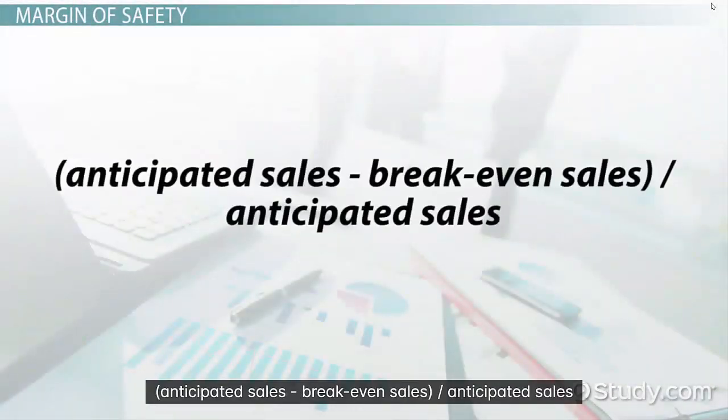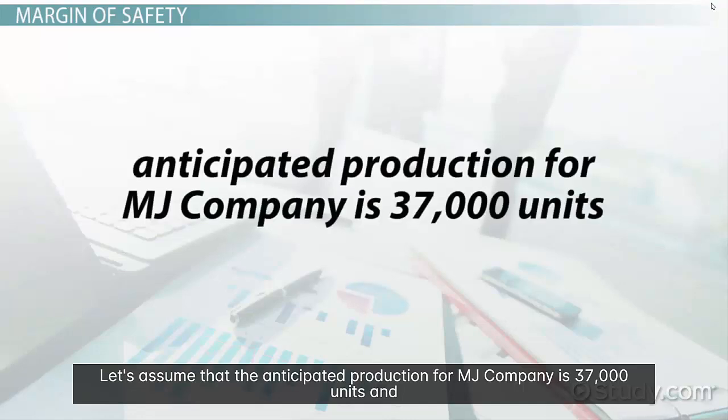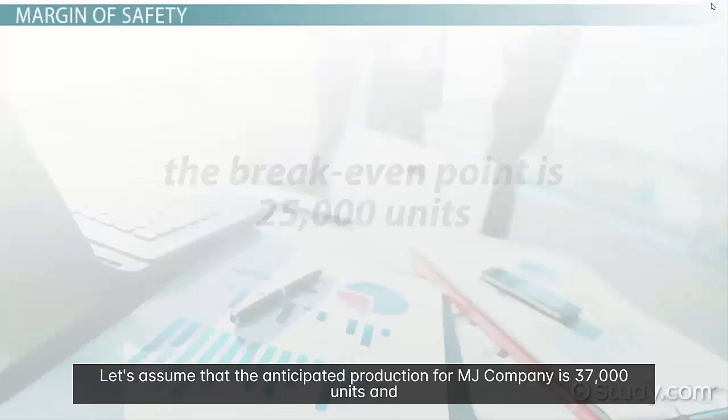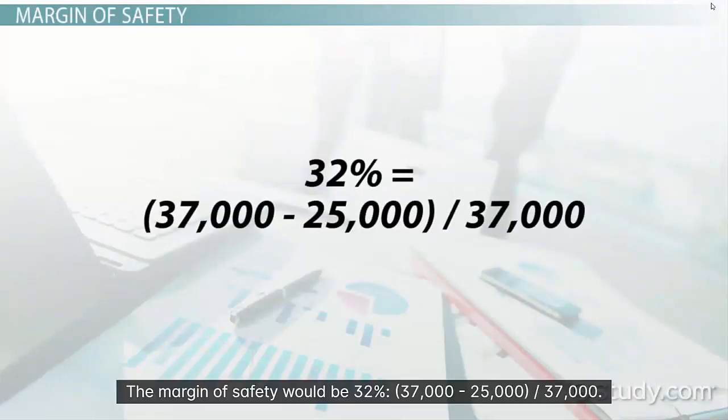The formula for calculating the margin of safety is anticipated sales minus break-even sales, divided by anticipated sales. Let's assume that the anticipated production for MJ Company is 37,000 units, and the break-even point is 25,000 units. The margin of safety would be 32%: 37,000 minus 25,000, divided by 37,000.